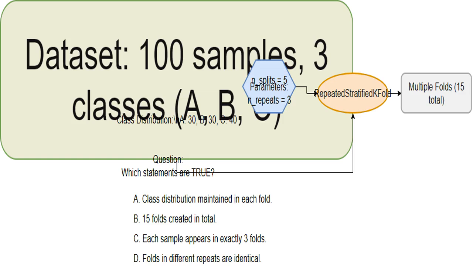I'm working with a dataset containing 100 samples. These samples are categorized into 3 classes, A, B, and C. Think of it like sorting 100 objects into 3 different boxes.